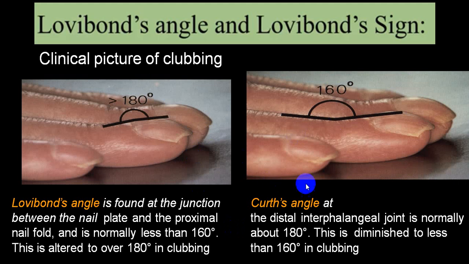And that normal angle is also called the Curth angle. So a Lovibond angle of more than 180 degrees is clubbing, and that is described as the Lovibond sign.